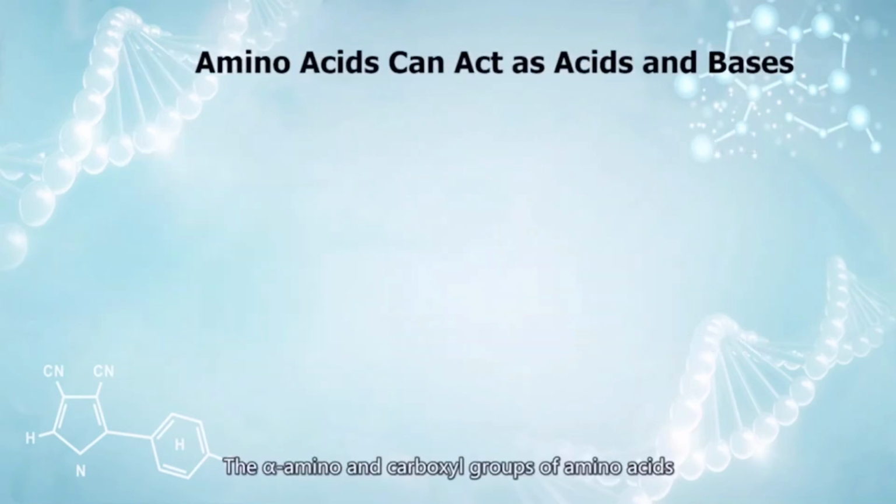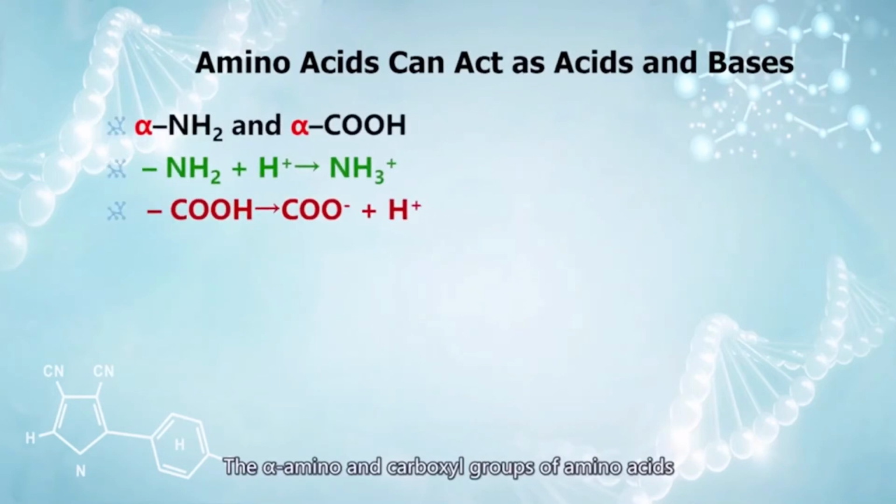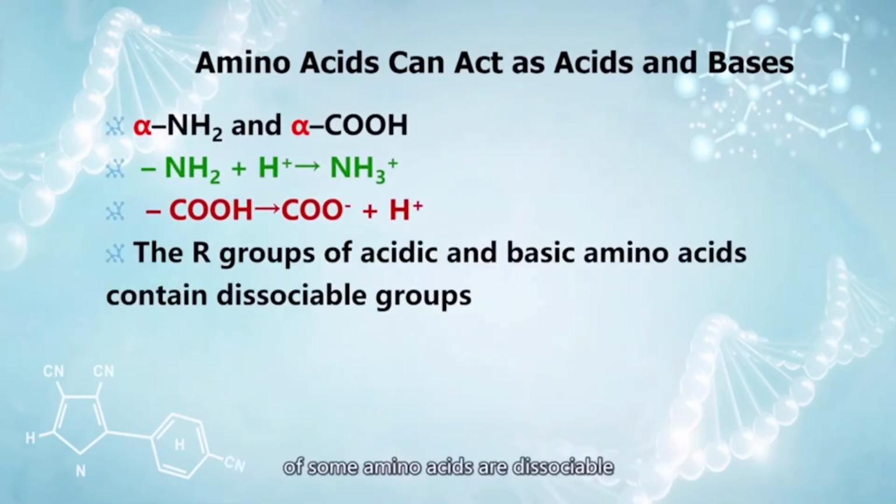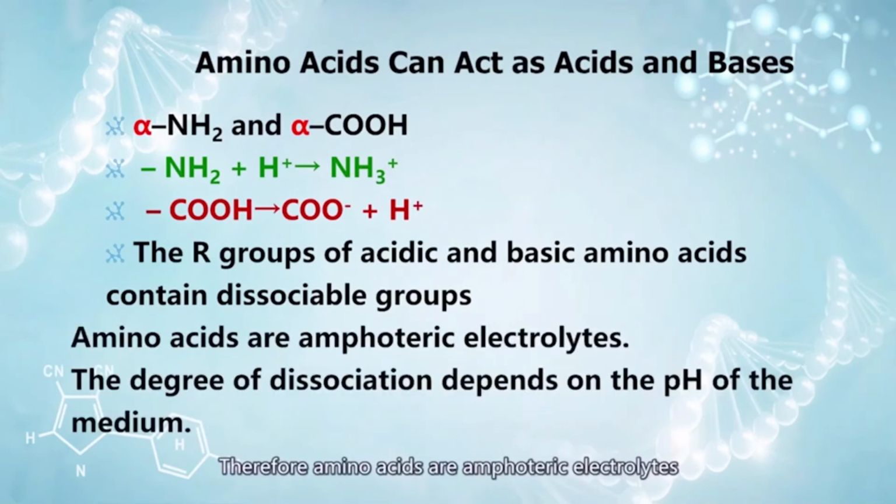The alpha amino and carboxyl groups of amino acids, along with the ionizable R groups of some amino acids, are dissociable. When an amino acid is dissolved in water at certain pH, it exists as a dipolar ion or zwitterion. It can act as either an acid or a base. Therefore, amino acids are amphoteric electrolytes. The degree of dissociation depends on the pH of the medium.